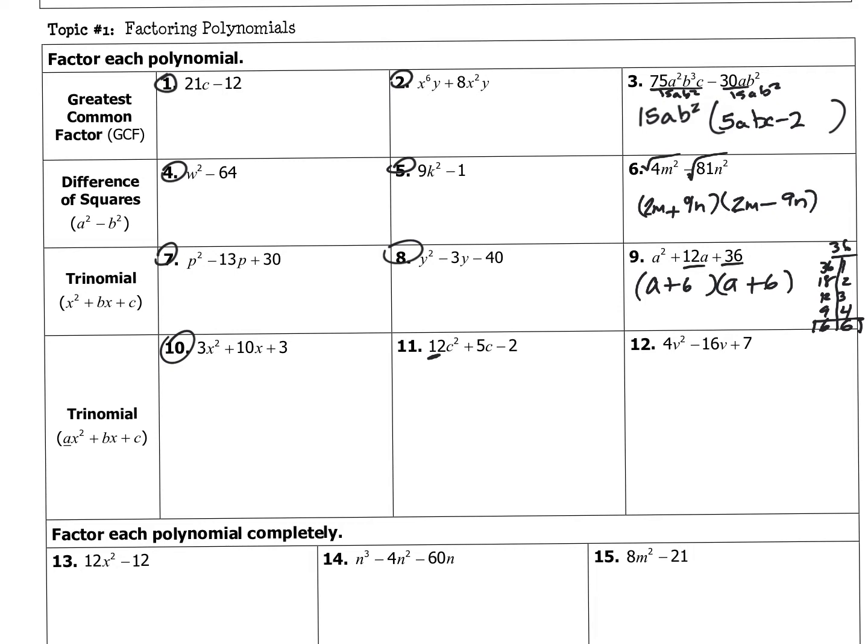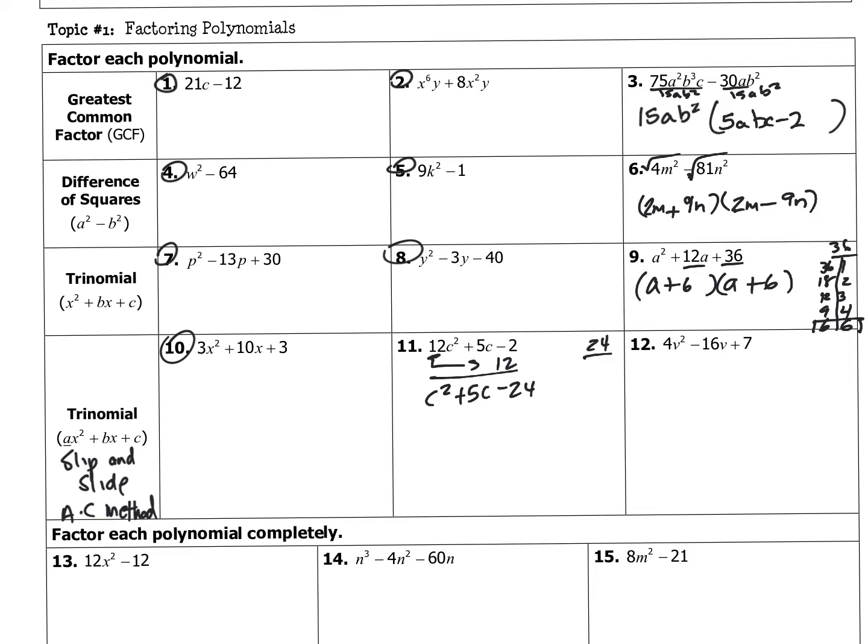All right, 11. I notice in 11 that the coefficient for the first term is bigger than 1, okay? So I'm doing slip and slide, or otherwise known as the AC method. Now, take A and multiply it by C. Okay, negative 2 times 12 is negative 24. Now I have C squared plus 5C minus 24.